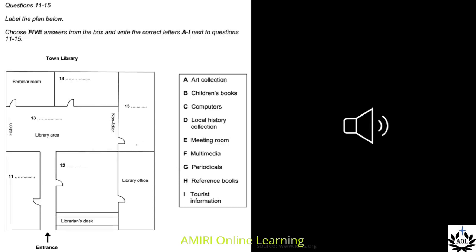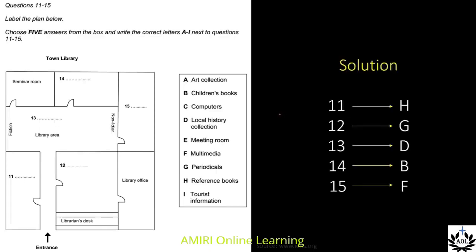Alright, so we are back here. Let's see the answers. I hope you're ready with your book and your answers after listening to the audio. So the answer for the first one, which is 11th, is H. Well, pretty far from what we guessed. Reference book. For 12th, we have G, which is periodicals. 13th is D, which is local history collection. Please don't write the full answer as the answer. Just write the option. Option is correct.